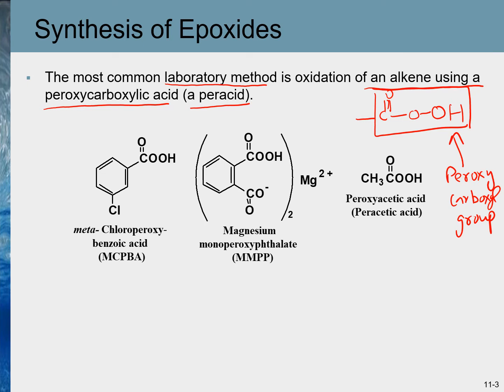The three most commonly used peroxycarboxylic acids for synthesis of epoxides are metachloroperoxybenzoic acid, which is abbreviated as MCPBA, or magnesium monoperoxyphthalate, abbreviated as MMPP, or the third one, peroxyacetic acid, which is also known as peracetic acid.